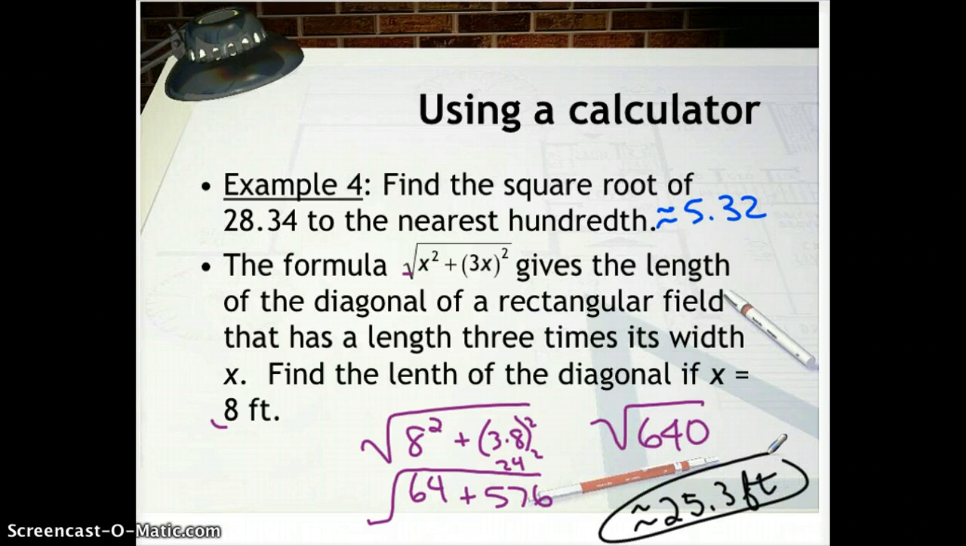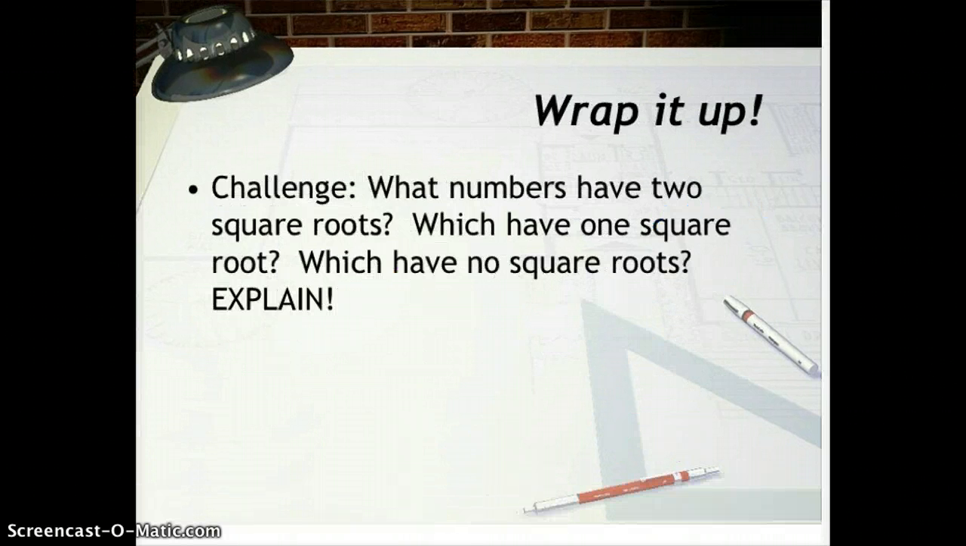What I want you to think about tonight is what type of numbers have 2 square roots, what ones will have 1 square root, and which type of numbers will have no square roots. I hope you're ready to talk about that tomorrow.